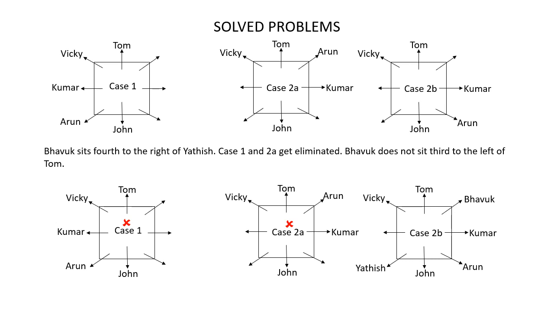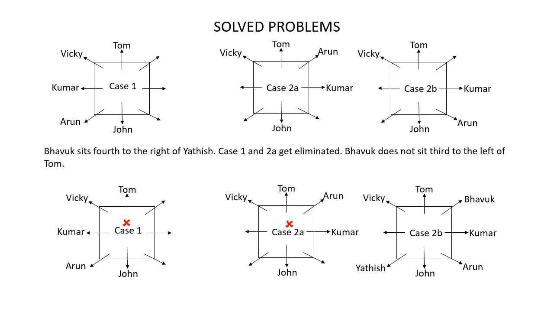It's given Bhavuk sits fourth to the right of Yatish. Bhavuk does not sit third to the left of Tom. Now let's consider case 1. Bhavuk sits fourth to the right of Yatish. So now Yatish can sit either here, here or here. Supposing Yatish sits here, then fourth to the right of Yatish will be 1, 2, 3, 4, this position which has already been occupied by Arun. So Bhavuk cannot sit here.